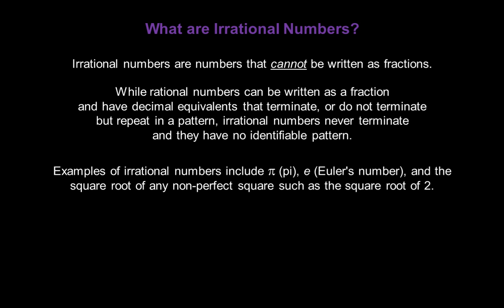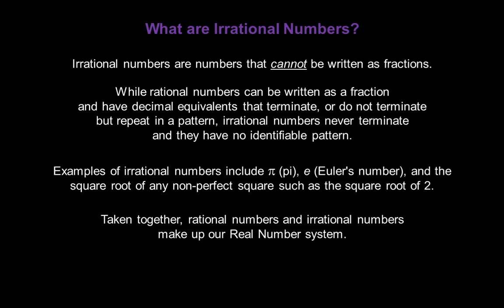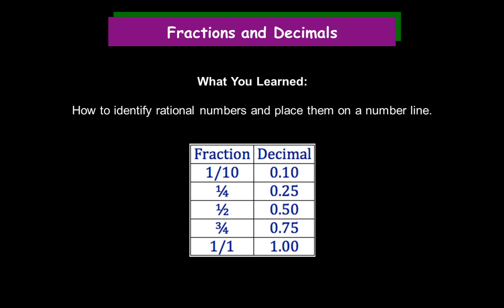Examples of irrational numbers include pi, e, which is Euler's number, and the square root of any non-perfect square, such as the square root of 2 or 5 or the square root of 13. Taken together, rational numbers and irrational numbers make up our real number system. Congratulations! You've learned how to identify rational numbers and place them on a number line.